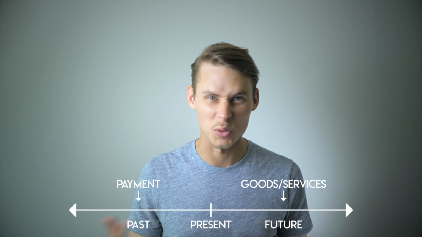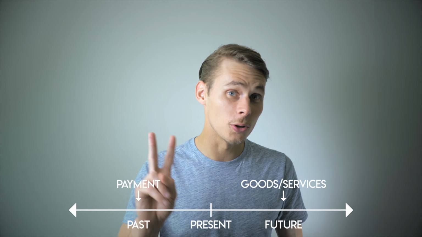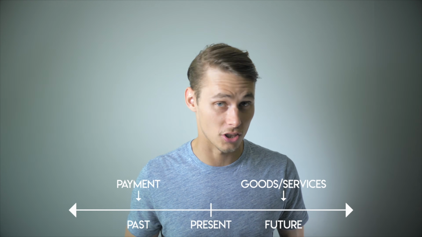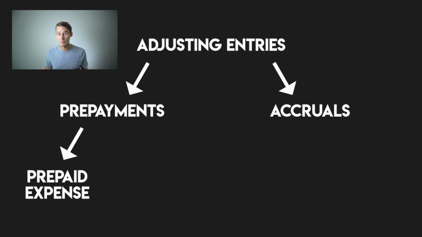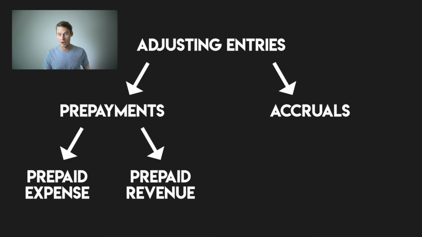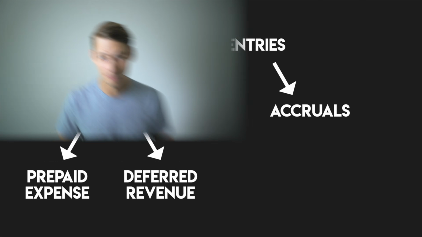That's how prepayments work in general, but really there are two types depending on where we fit into the transaction. We have prepaid expenses and prepaid revenue, which is more commonly known as unearned or deferred revenue. If we're the buyer in the transaction, then we're dealing with prepaid expenses because we're the ones receiving or consuming the goods or services. However, if we're the seller, then we're on the other side of the transaction and we're dealing with prepaid revenue because we're the ones providing the goods or services.